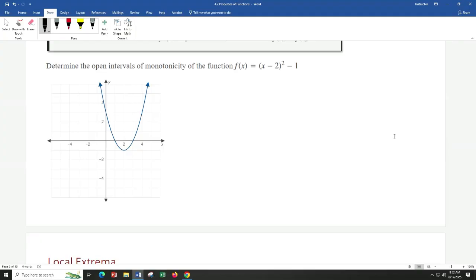So we know the domain is R. Okay, we don't have any restrictions on anything. So the domain is R, but now let's do some test points. Watch what I'm going to do here. I'm going to pick an x1 and x2.